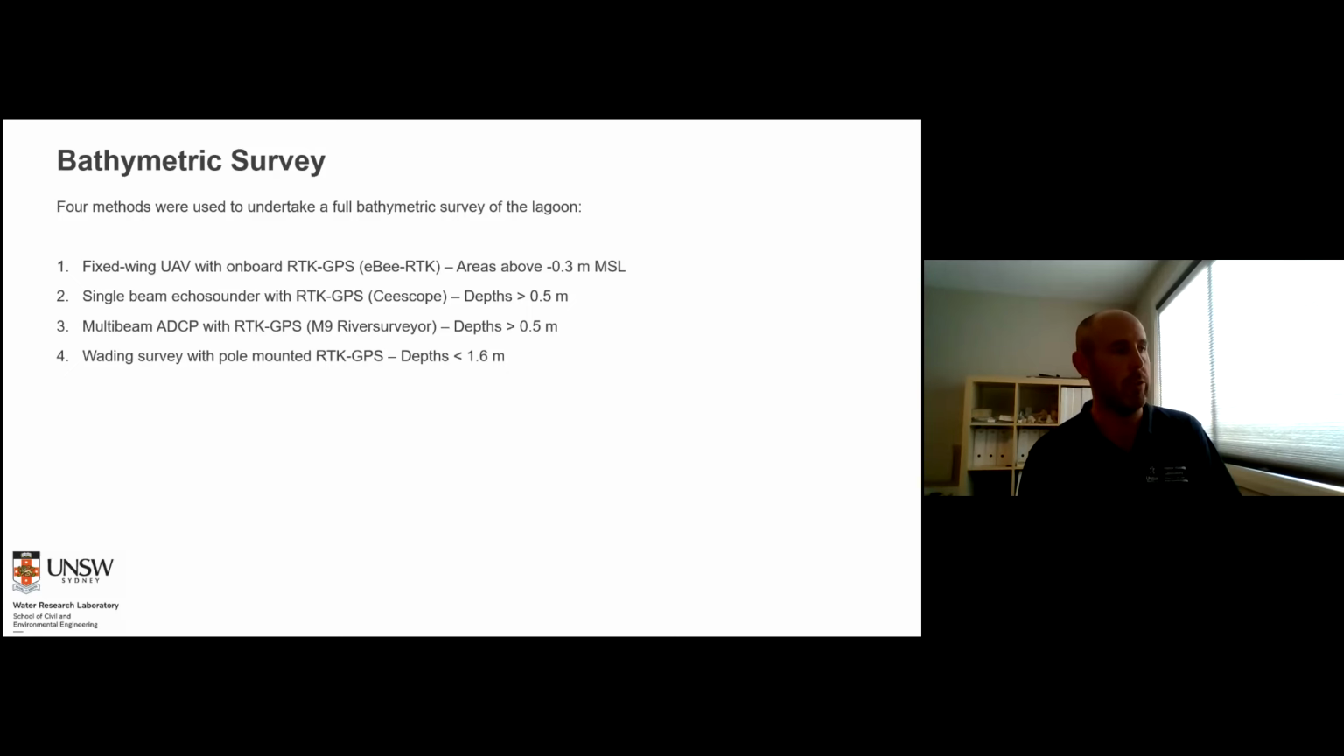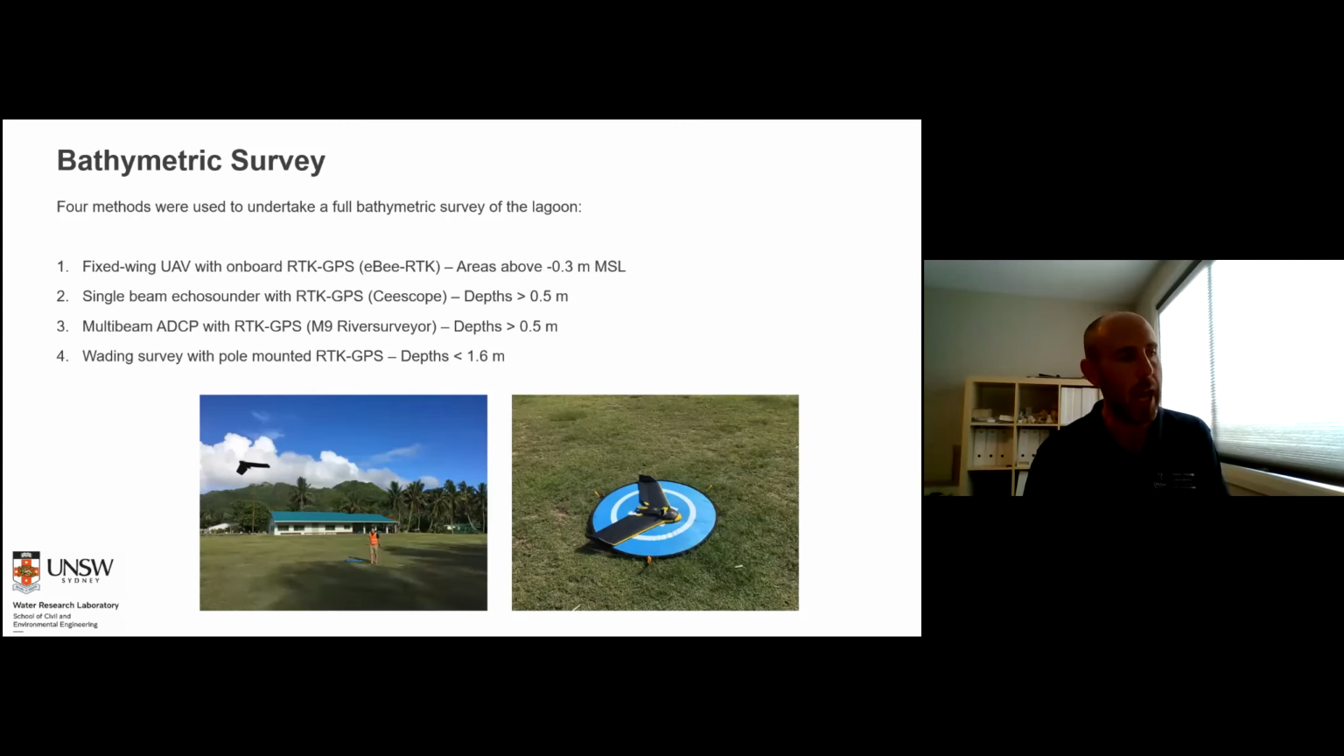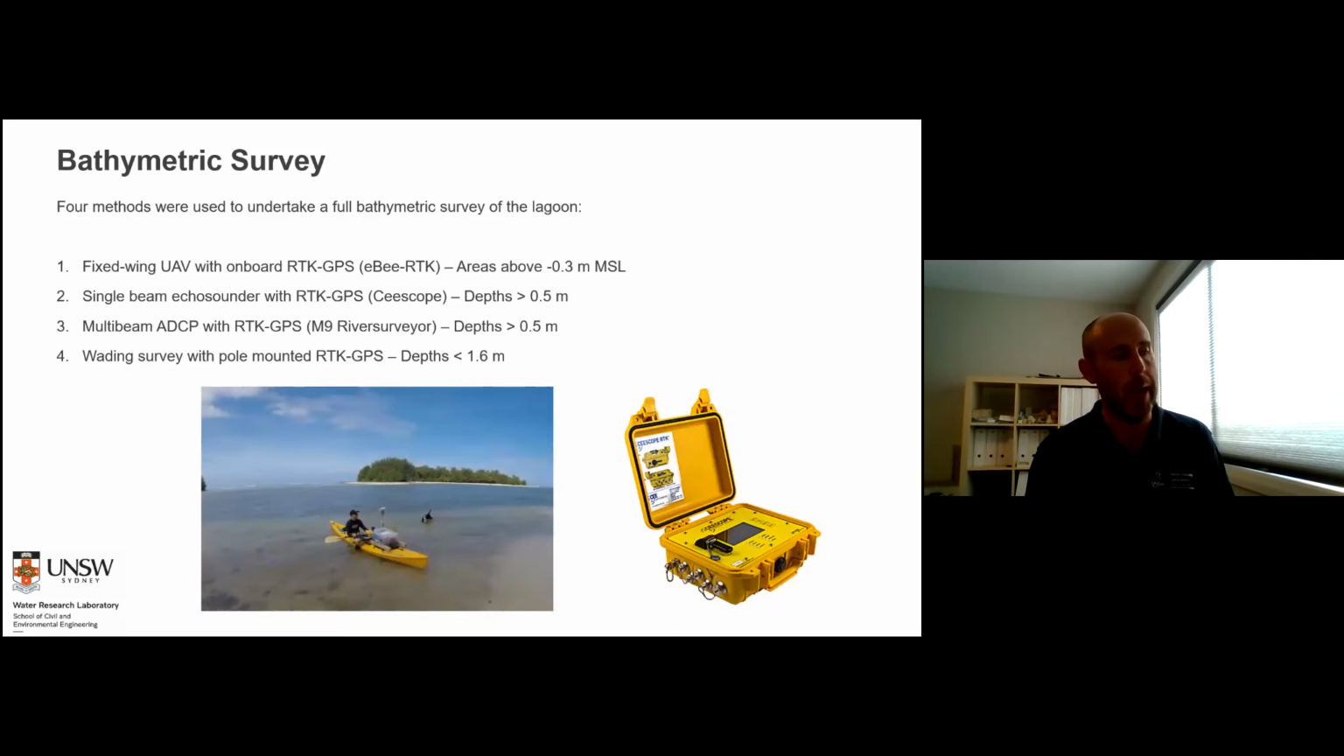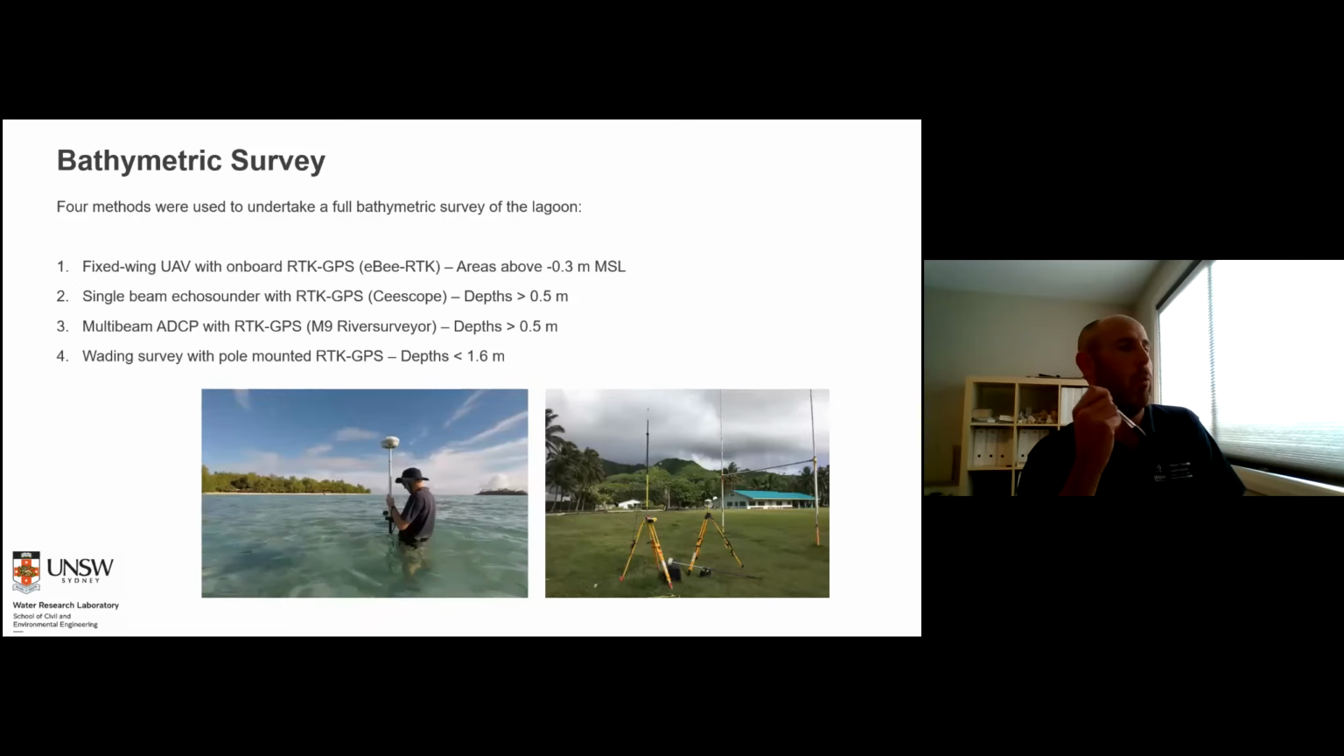One was to do a fixed wing UAV survey at low tide and capture everything above about minus 0.3 meters mean sea level, something like that. Where we could, we paddled the lagoon with a kayak that was fitted out with a single beam echo sounder. That's Chris Drummond on our purpose-built kayak there. In some spots, we were able to use a different version of the same sort of setup, a different type of echo sounder. But then in areas that were sort of intermediate, we had to wade a lot of the lagoon just with a pole and RTK GPS to get the depth.